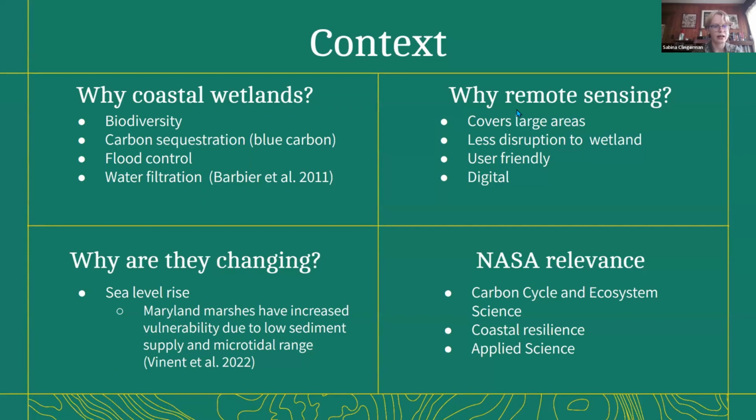So why are coastal wetlands changing? There's sea level rise because Maryland marshes have more vulnerability due to low sediment supply and microtidal range. And tidal range is the difference between high and low tide. The relevance to NASA, it's relevant to a lot of NASA programs, carbon cycle and ecosystem science, obviously because it does carbon sequestration and it is an ecosystem. And it also applies to coastal resilience and applied science.